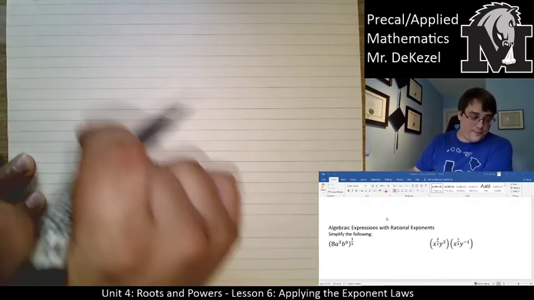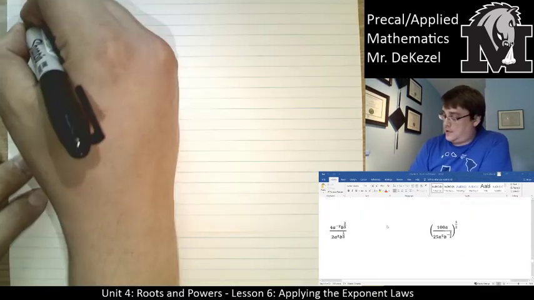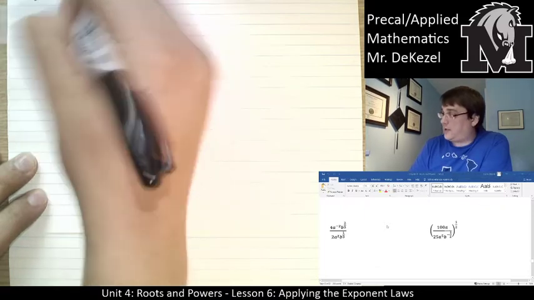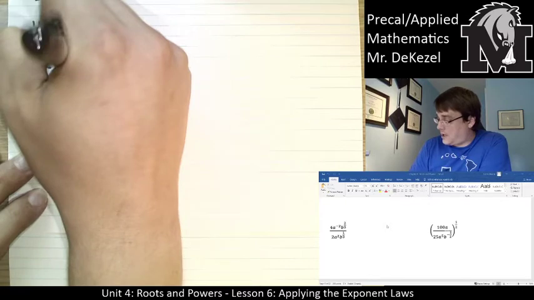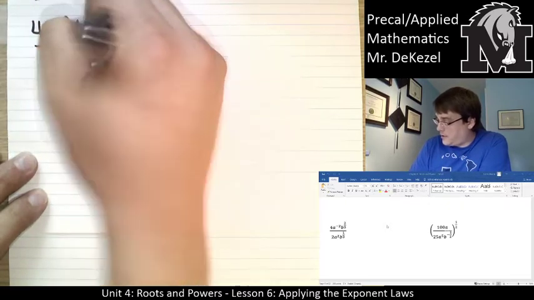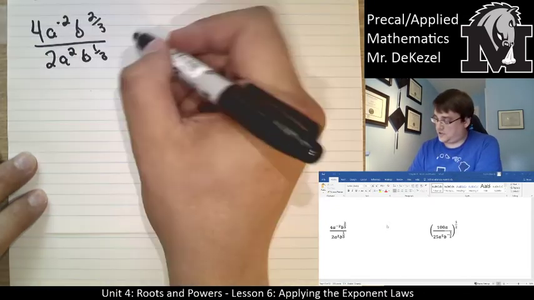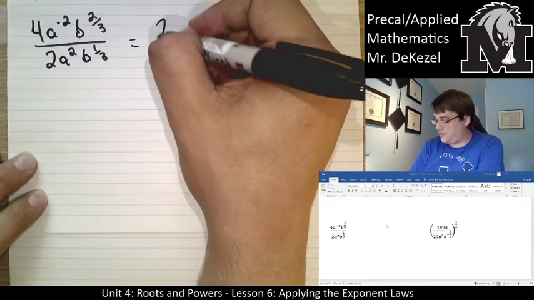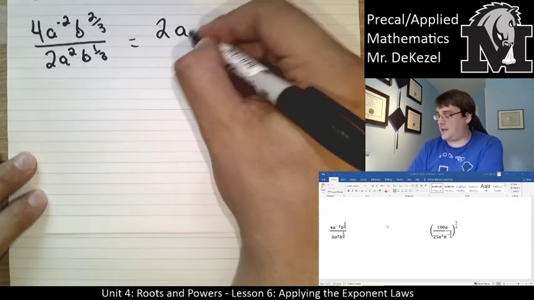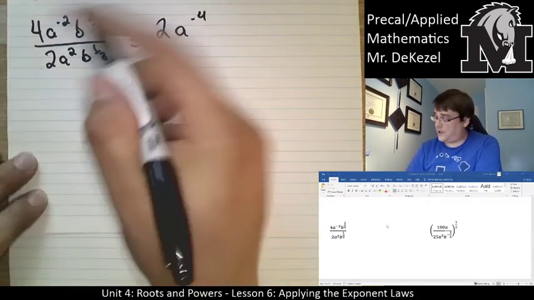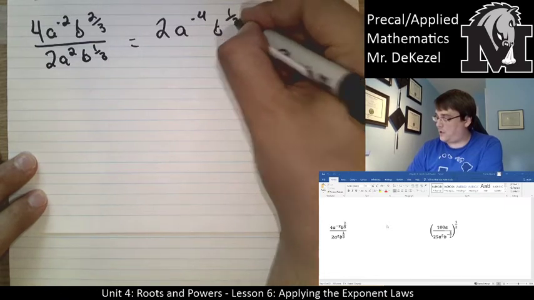Let's do a couple more. Next up is 4a to the power of negative 2, b to the power of 2/3, divided by 2a squared, b to the power of 1/3. So we're going to break it up by a's and b's and numbers. 4 divided by 2 is 2. A to the power of negative 2 subtract 2 is a to the power of negative 4. And then b to the power of 2/3 subtract 1/3 is b to the power of 1/3.